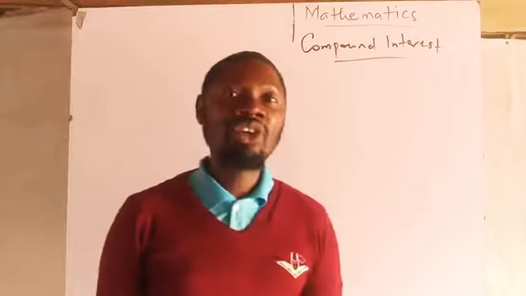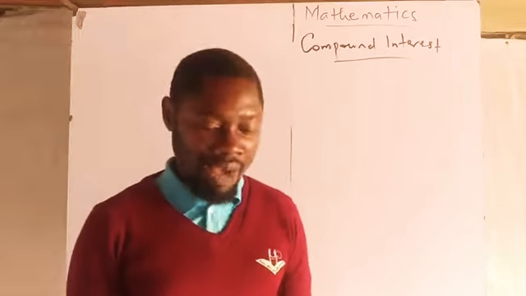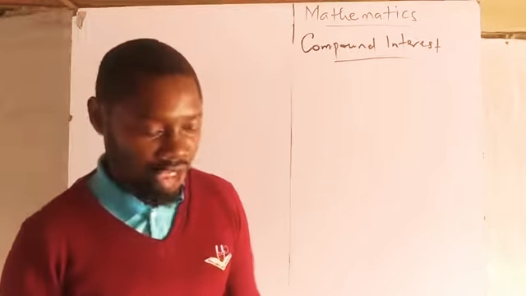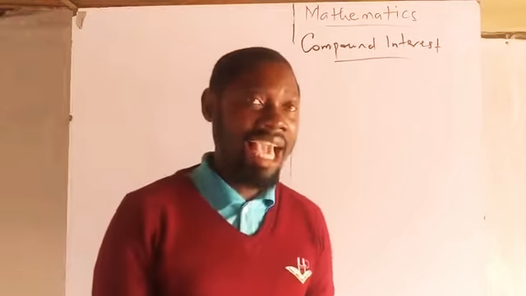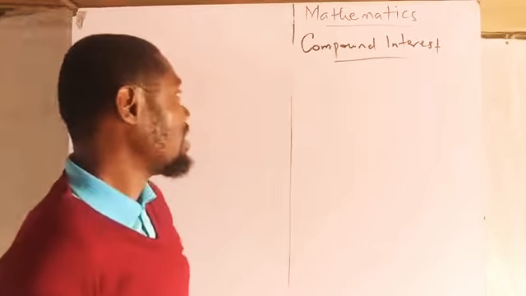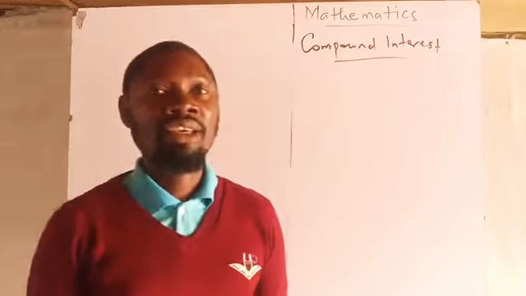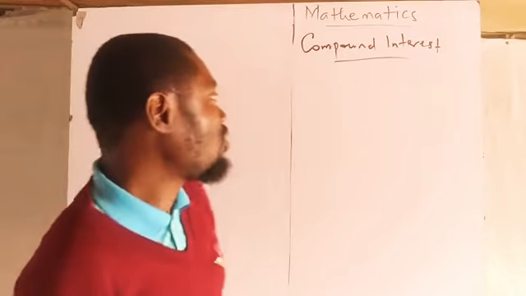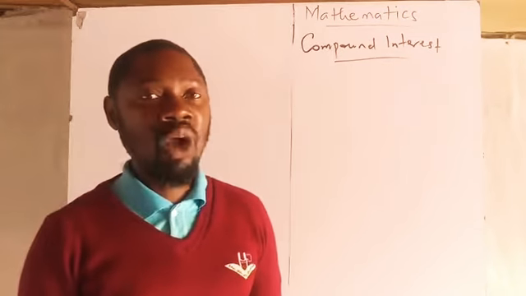It is a result of reinvesting the interest rather than paying it out, so that interest in the next period is then earned on the principal sum. So if you keep on investing your interest, then you'll be having what is known as compound interest. And today we want to apply that.